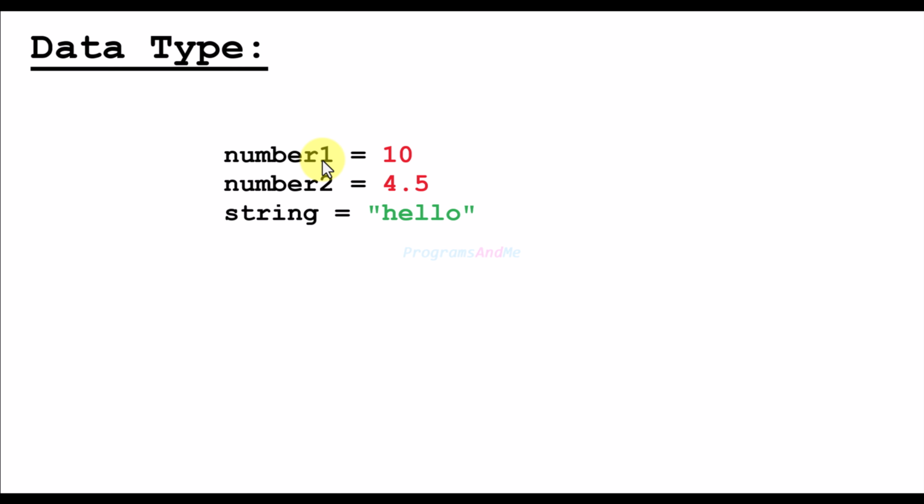Here this number1 variable holds an integer data. Here 10 is an integer value. Here 4.5 is a float value. Variable number2 holds a float value. Here the string variable holds a string data. So we work with different types of data while writing the programs, and Python offers various data types to handle this. Let's go through each one with examples.